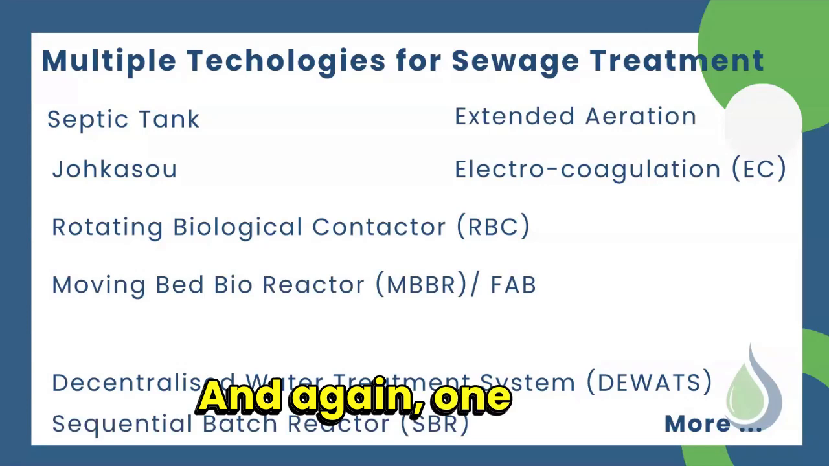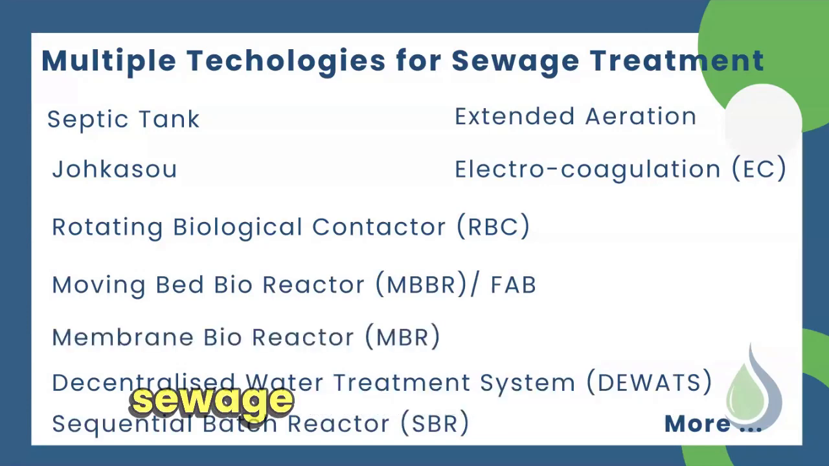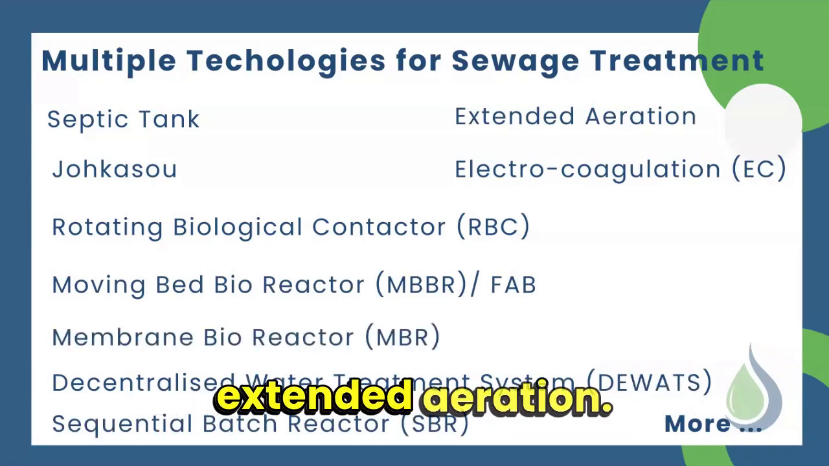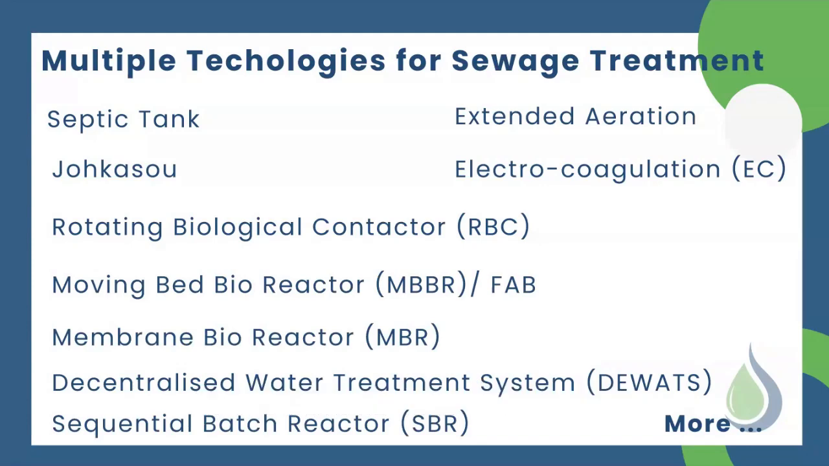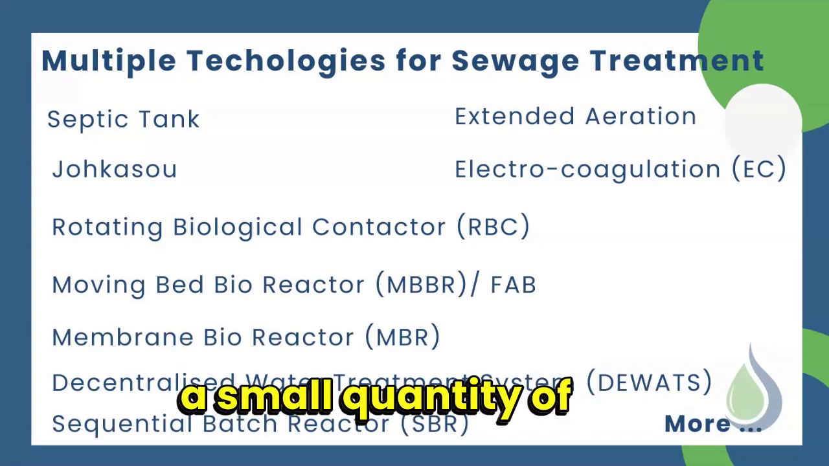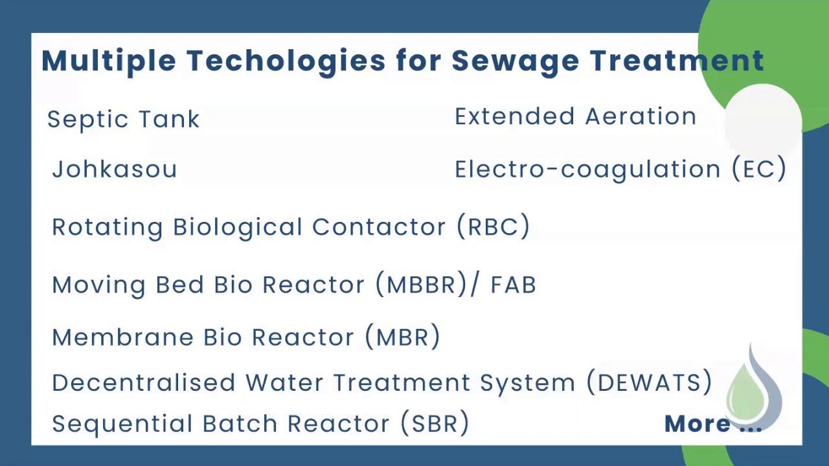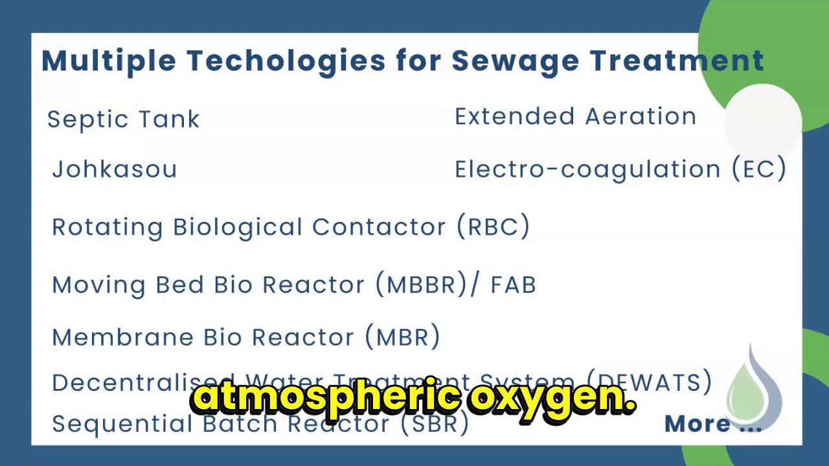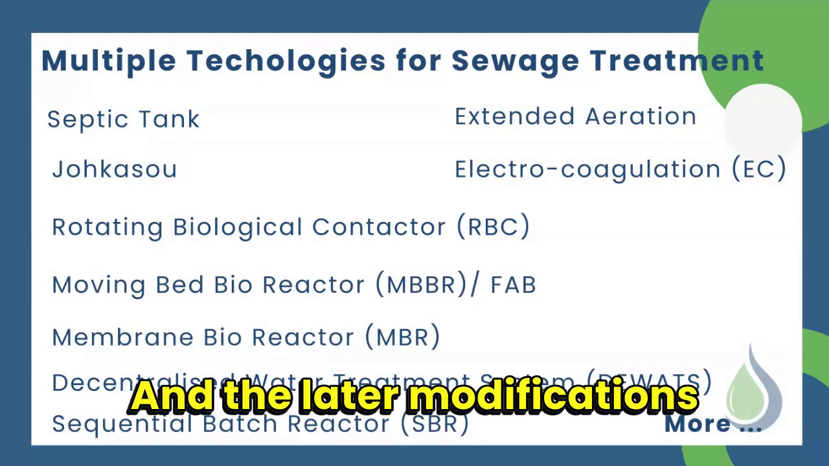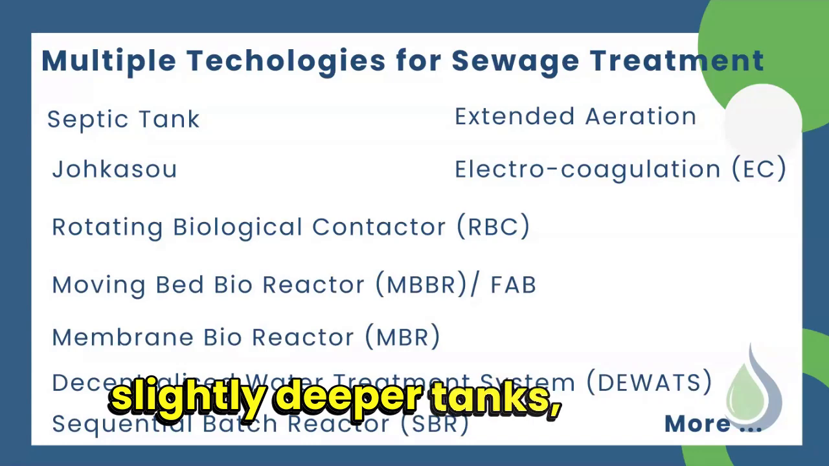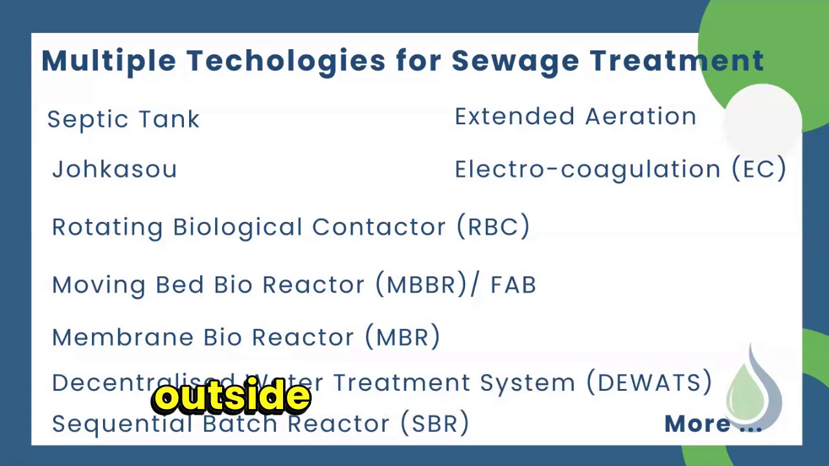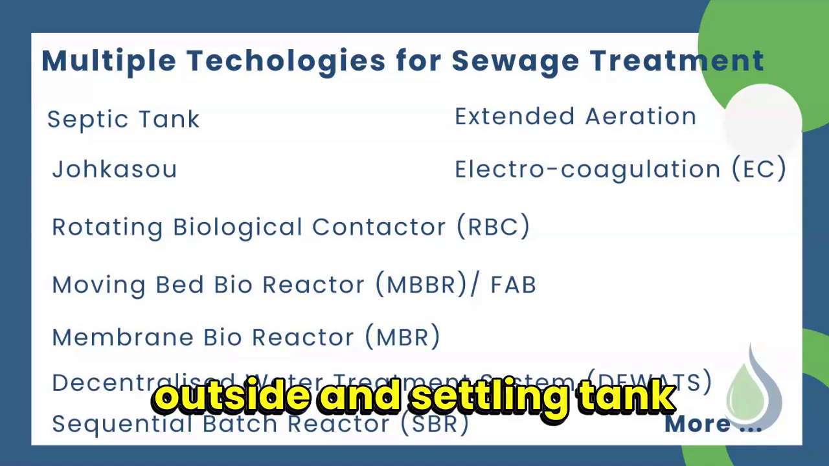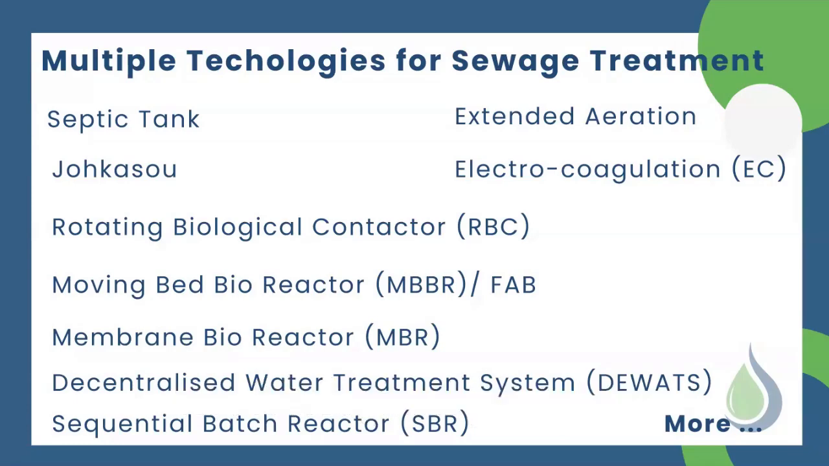And again, one more very traditional method of sewage treatment is called extended aeration. That means you just have a shallow tank where you are providing a small quantity of air. The tank is very shallow, typically using atmospheric oxygen. And the later modifications into that came slightly deeper tanks, maybe up to 3 meters deep, with aeration provided from outside and settling tank provided after the biological process.